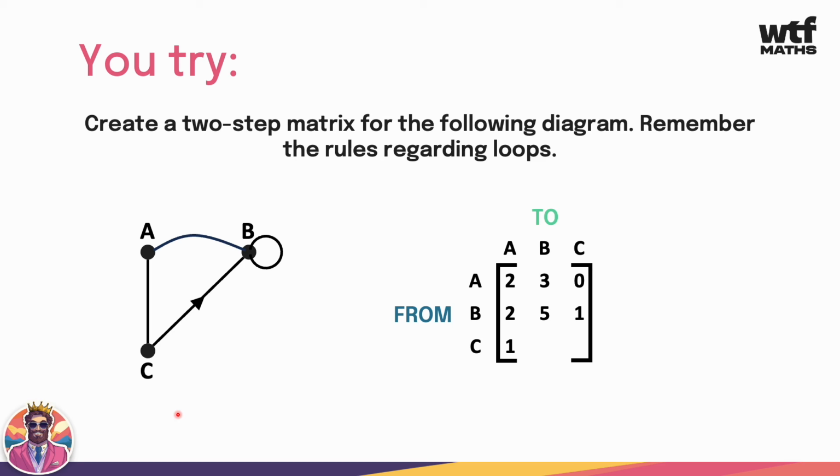Next one, C to A is 1. C to B is 3. So we can go up and then right. We could go along this line clockwise, or we can go along this line anti-clockwise. And finally, C to C is 1. That's just going up and down again.